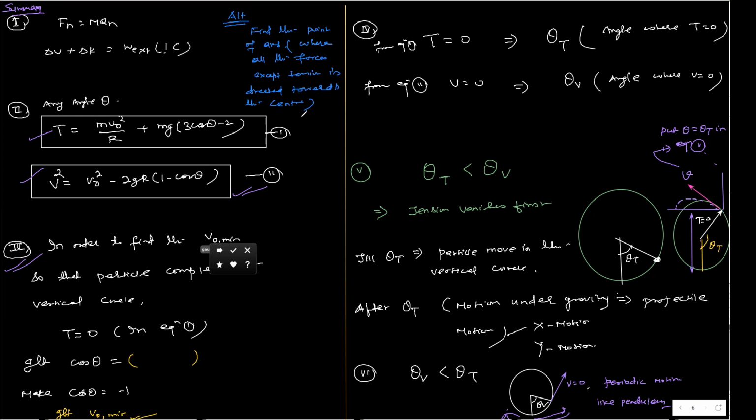And at that point of ambiguity, make tension 0, and then apply energy conservation. That will also give you the velocity with which the particle should be projected initially so that it completes the circle. This method is faster if you don't remember these expressions, so you can analyze all these things.